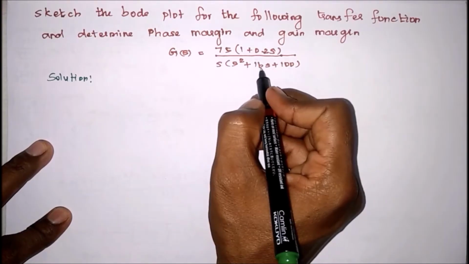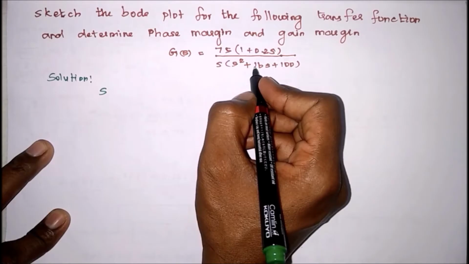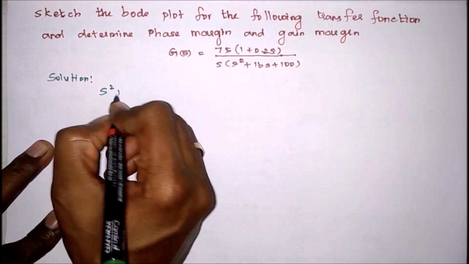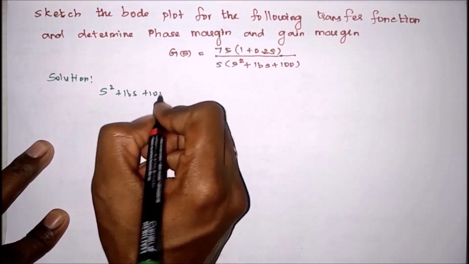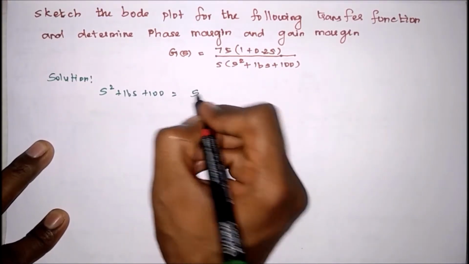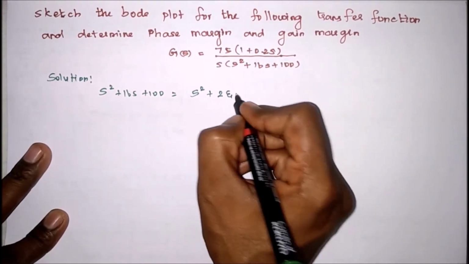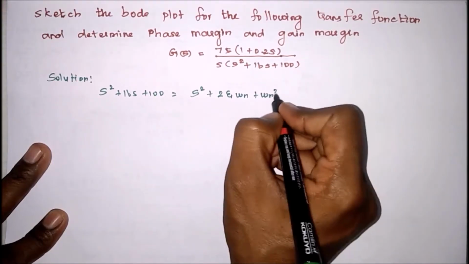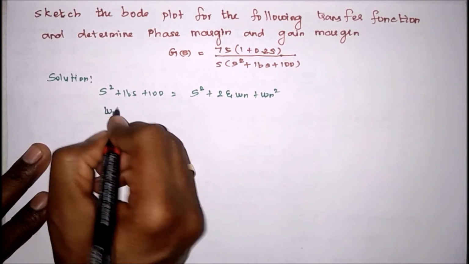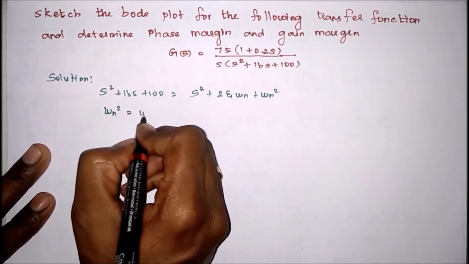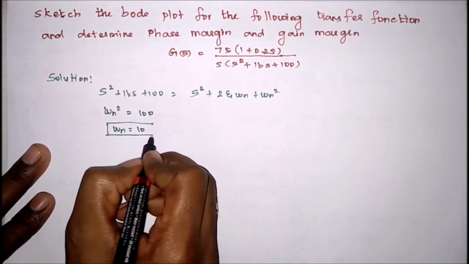This is a quadratic equation. If it is in quadratic form in the denominator, we have to take the quadratic equation first: s^2 + 16s + 100. Then we equate this with the standard second order equation s^2 + 2ζωn s + ωn^2. We have to compare these two equations. So ωn^2 equals 100, therefore ωn equals 10.